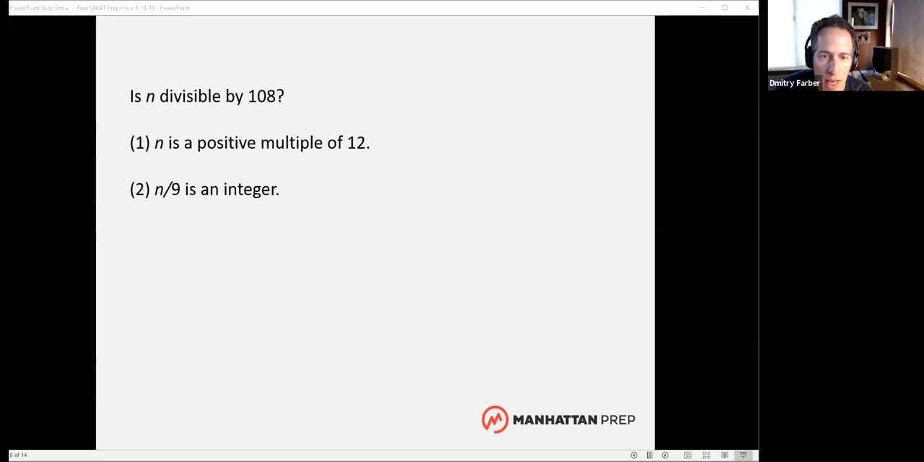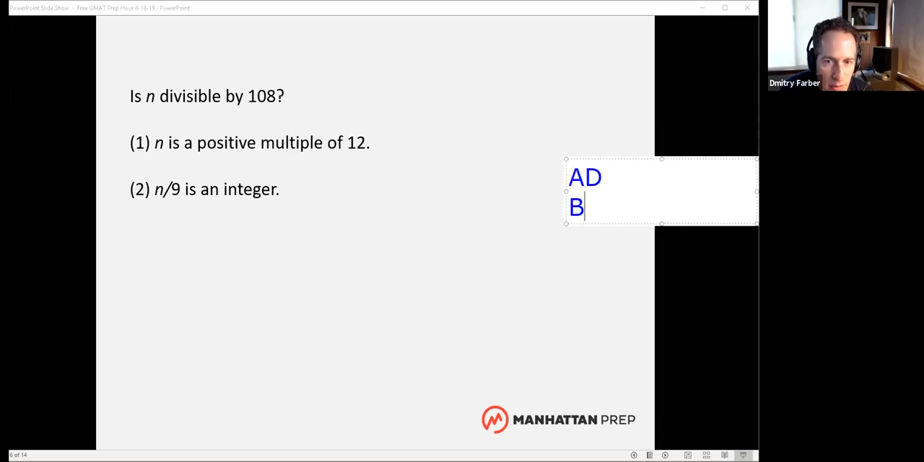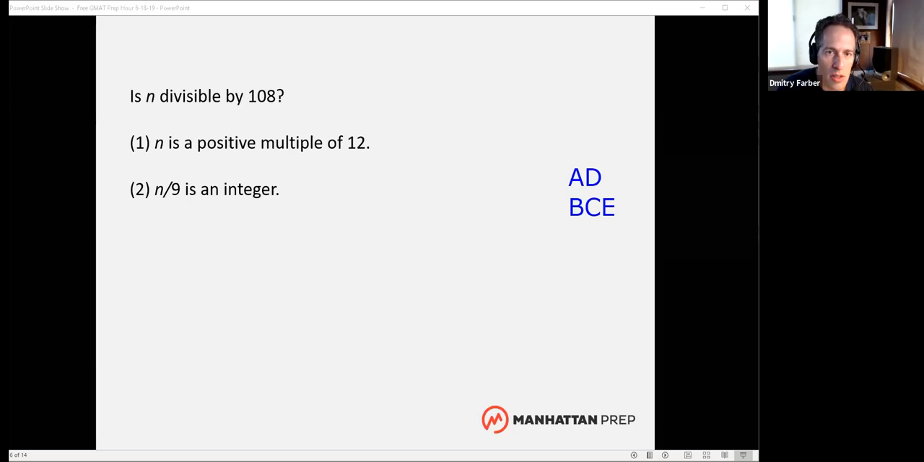So if we look at our ADBCE this time, they want to know if 108 goes into N. Now, statement 1 tells me that 12 goes into N. So how would I test to see if that's sufficient?